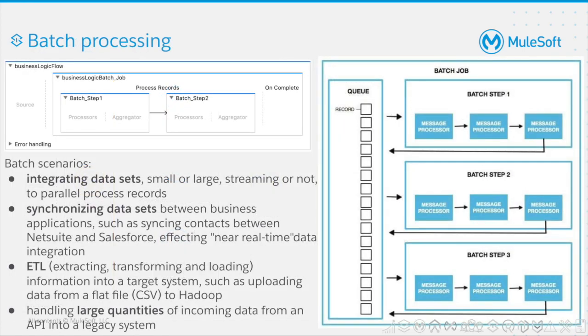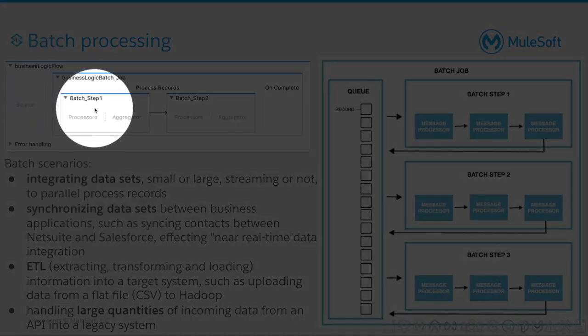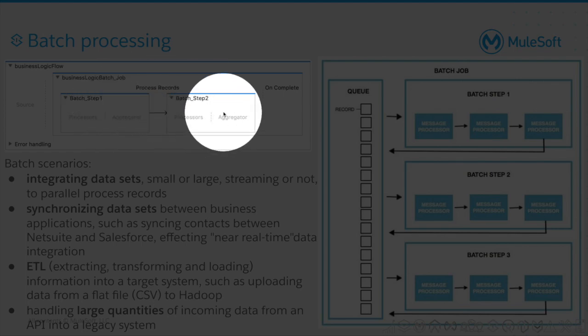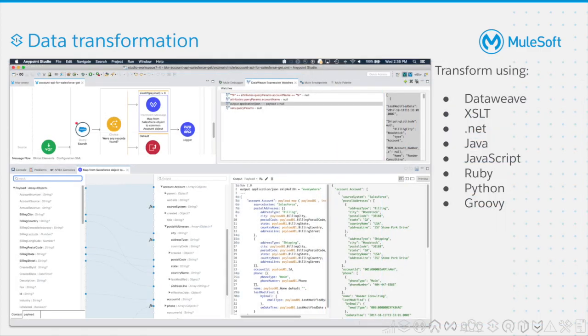When it comes to batch processing, there's a batch scope that allows me to drop in batch steps with processors and aggregators and have multiple steps that I'm going through, and even an on-completion step. And this is tailored and tuned to support handling larger volumes of data more in a batch processing type of approach. We support data transformation.